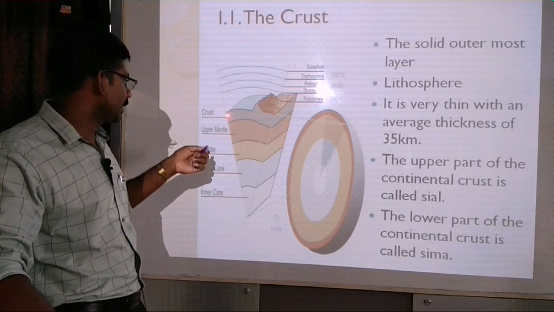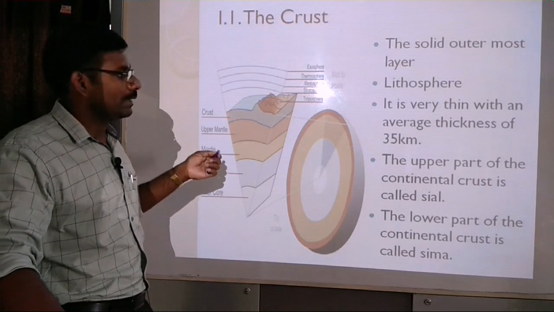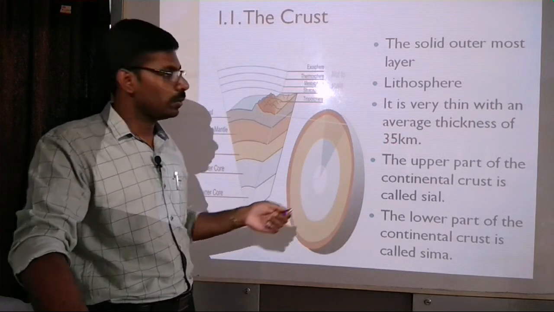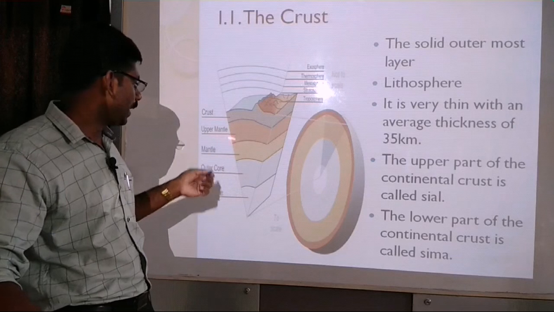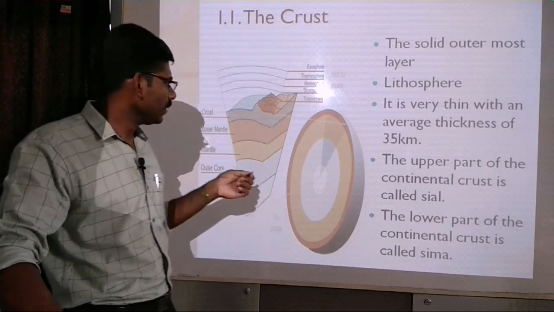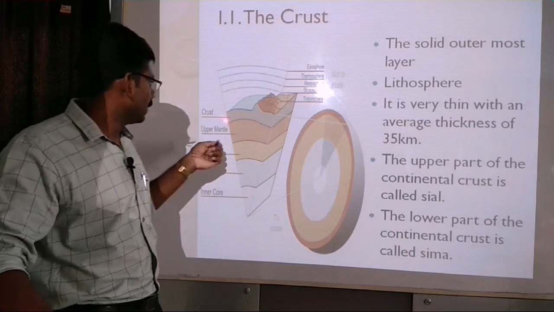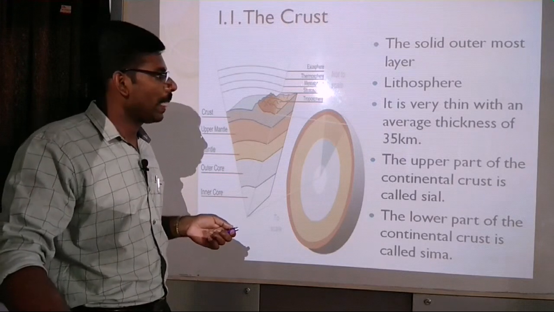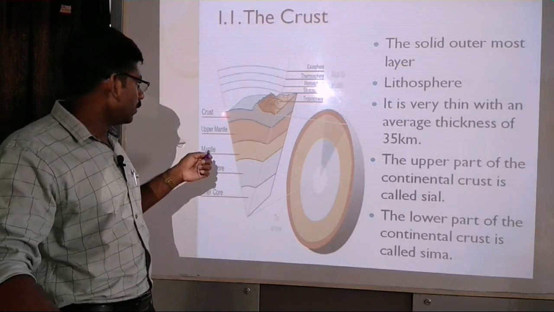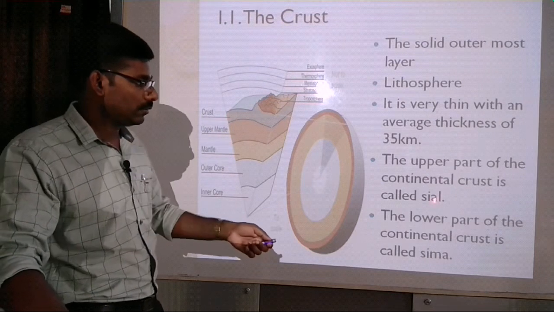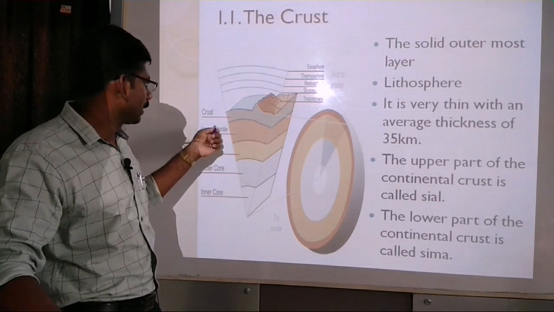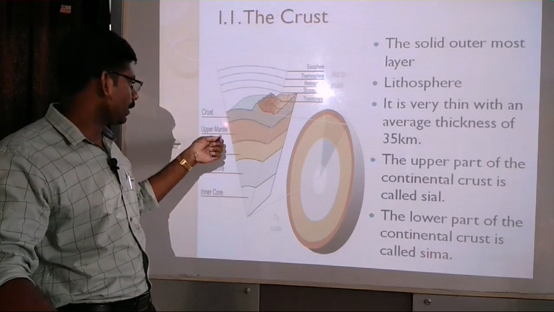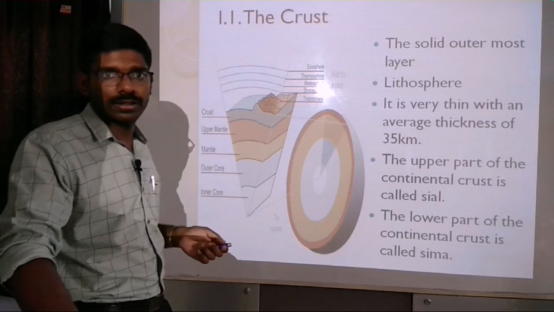The first one is the crust. The thickness of this first layer is very less. We already discussed that the average thickness is only 35 km. As we compare to the mantle and core, it is very less. The crust is also known as lithosphere or bhumandal. Then the upper part of the crust is called sial, and the lower part, that is near to the mantle, is called sima.